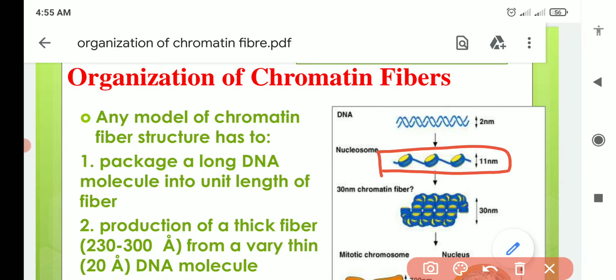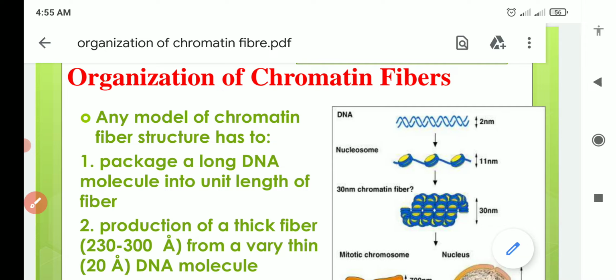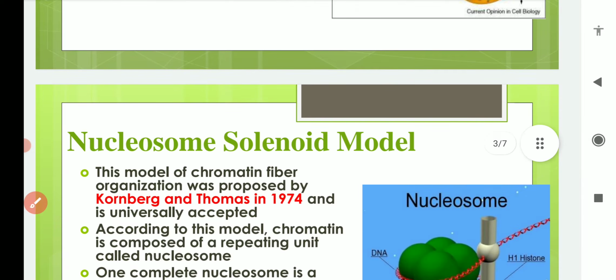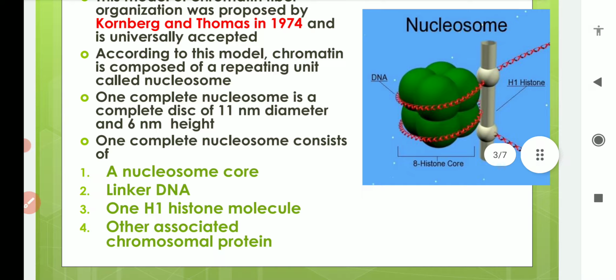So this is the basic structure. The DNA first gets coiled around the histone octamer, and then it forms the 11 nanometer diameter, beads on a string type of structure. This basic structure is made up of nucleosomes.